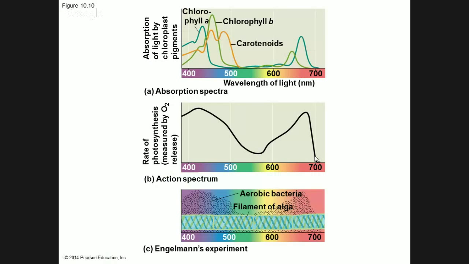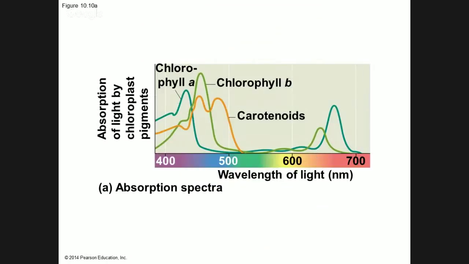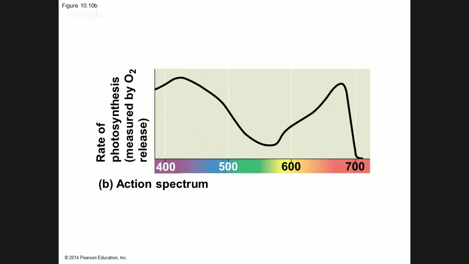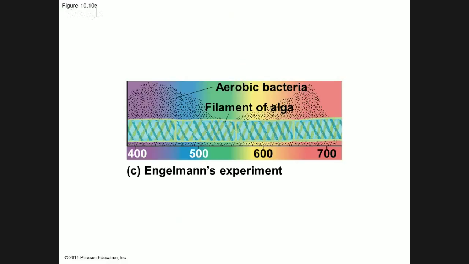All right. I want to talk about this experiment that I told you shouldn't be ignored in your book. So this is the absorption spectrum. You're familiar with that. We talked about it yesterday. Here's chlorophyll A, chlorophyll B, and the carotenoids. And so a guy named Engelmann did an experiment where he took filamentous algae, photosynthetic algae, and he put it onto a petri dish that had aerobic bacteria living on it.